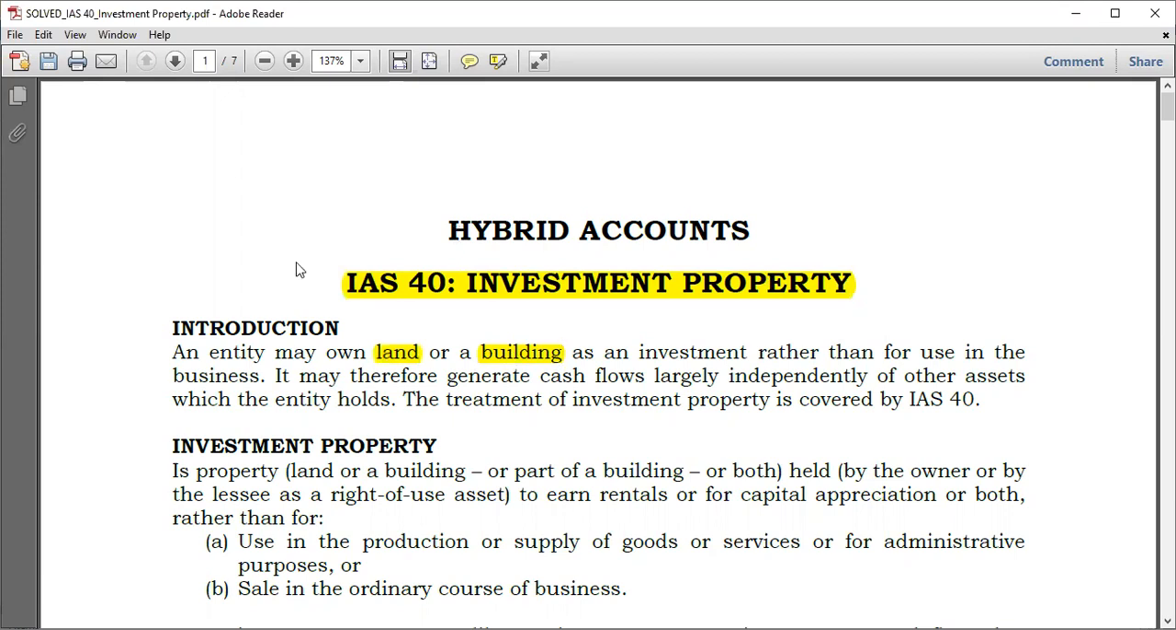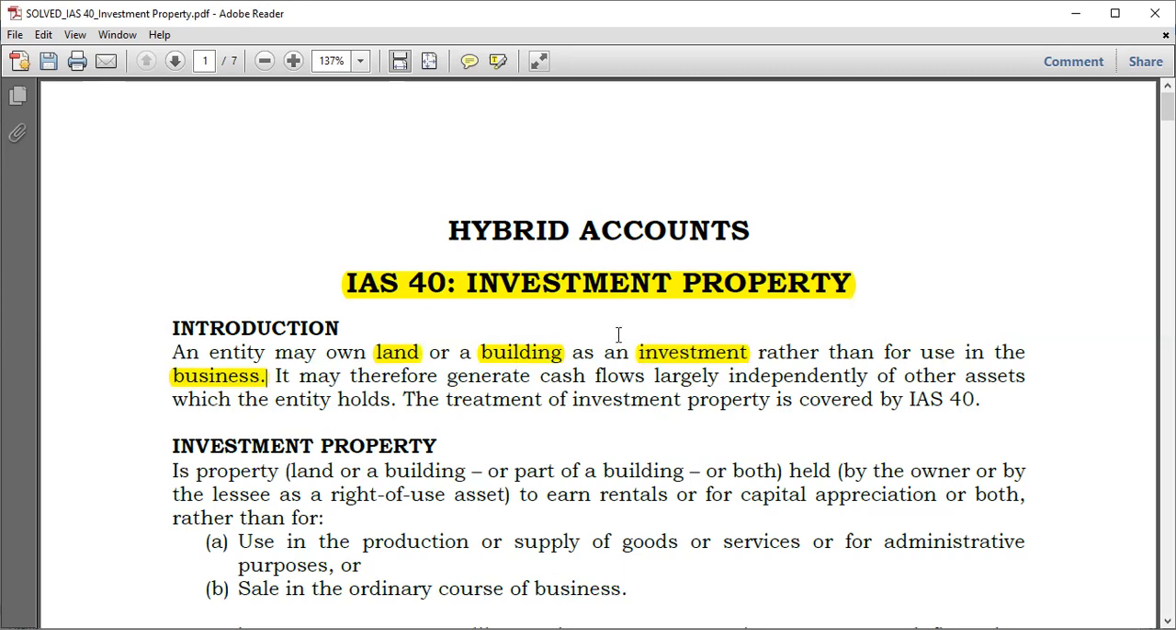Okay, so just as an introduction, we just say that an entity may own land or building as an investment rather than for use in the business. If you have land or building and you are using it in the business, it is not called investment property. If you're using it in the business, it is classified under property, plant, and equipment, that is IAS 16. That's why you're specifying that at the very early stage.